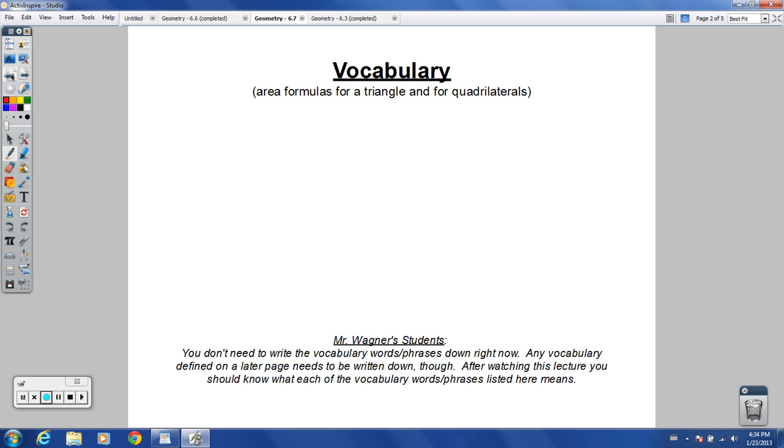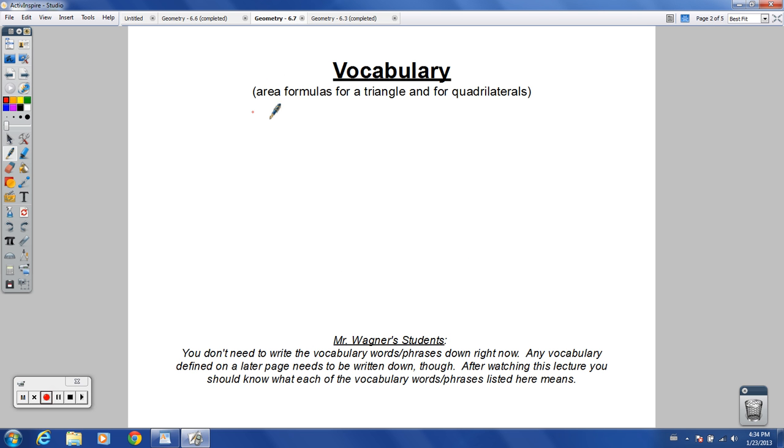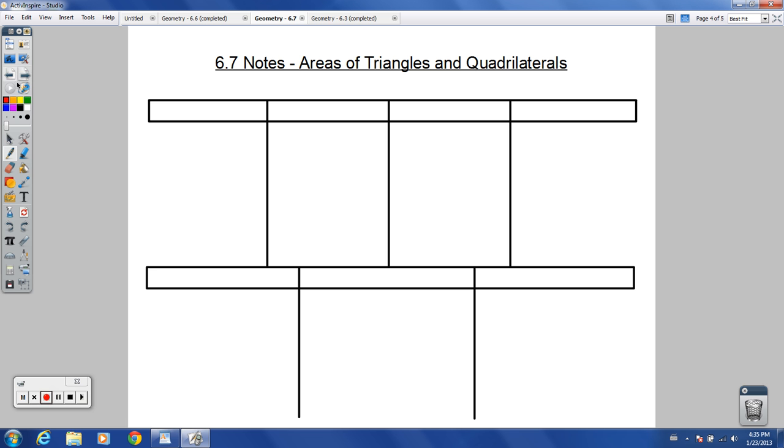And you can find this lesson on pages 372 to 380. No new vocabulary here. It's some stuff we've learned already and some new formulas as well. But we're going to check out the area formulas for triangles and quadrilaterals. Let's get right into it. Don't forget to use your book to see some extra examples.